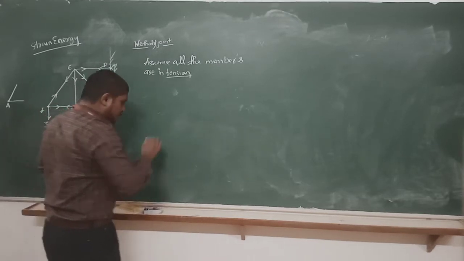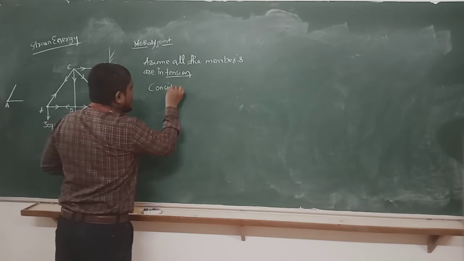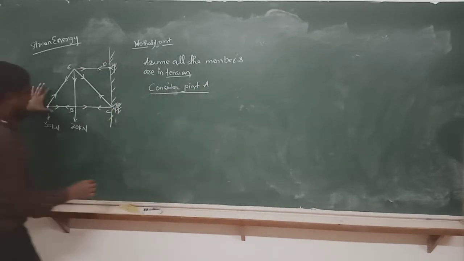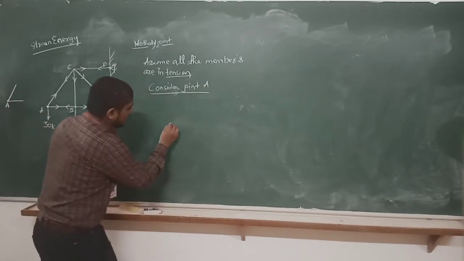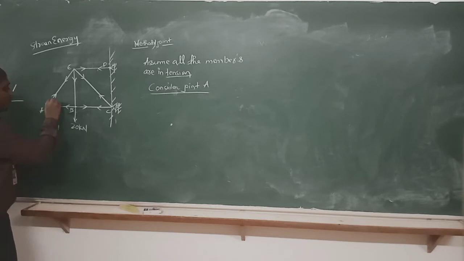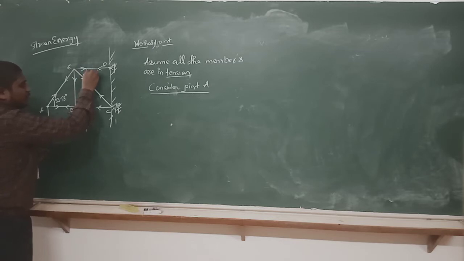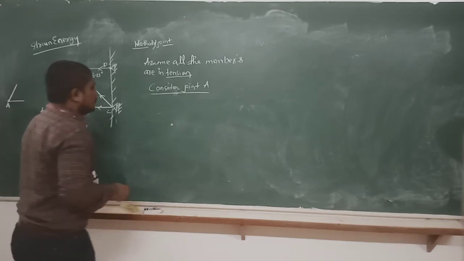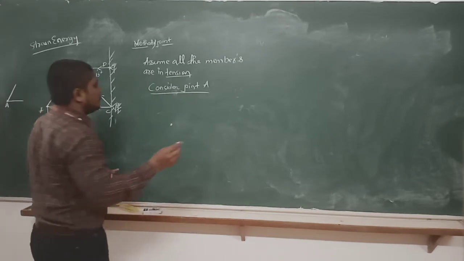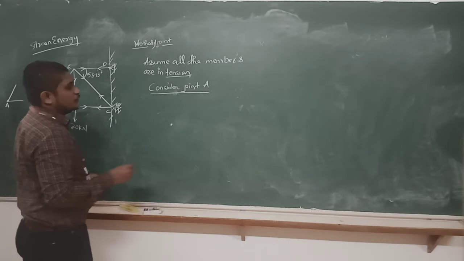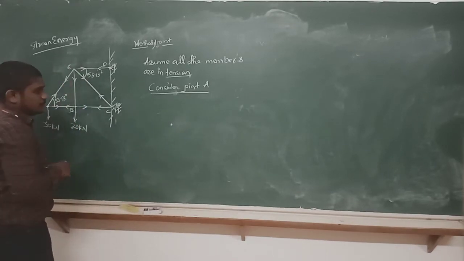Now let me consider the first joint, joint A. Consider joint A and see which members are connected with this. In the previous video we already calculated this angle. This angle is nothing but 53.13 degrees. This angle also is 53.13 degrees. Simple geometry or the Pythagoras theorem you can use. Also trigonometry you can use, whichever method is applicable to the structure, and you calculate these angles in the process.